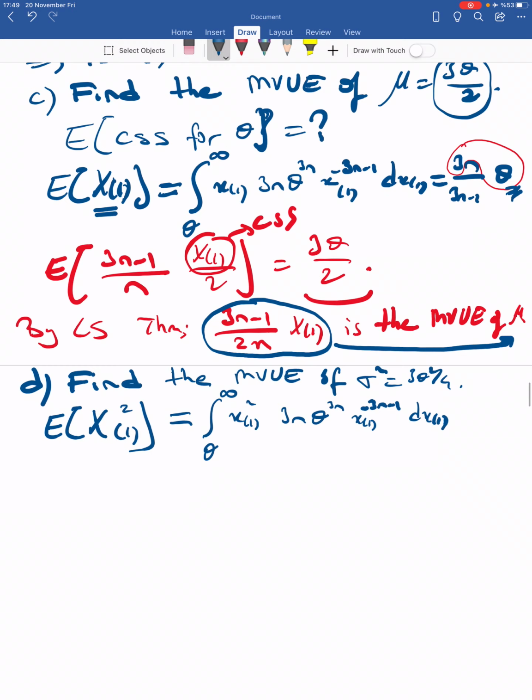dx1. So what is this after the calculations? I skip the calculation part. 3n over 3n plus 2 theta square. So as I guessed, it's a function of theta square, but you have to do the calculation and then see the form. So the main logic is this one.